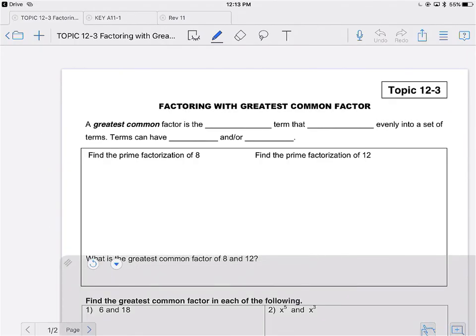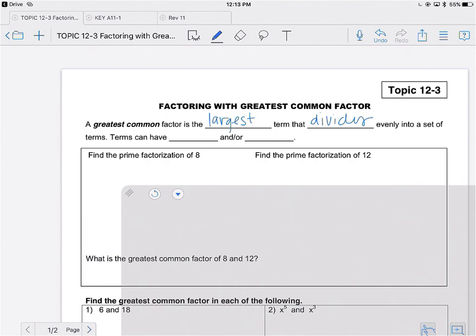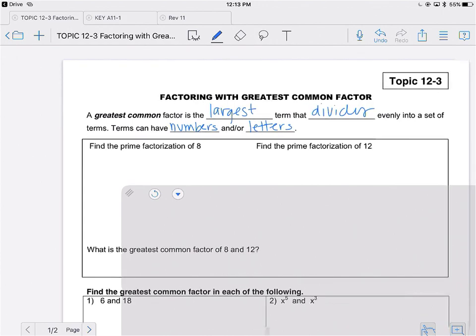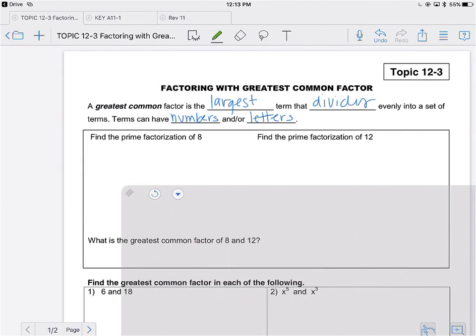This video covers topic 12.3, factoring with the greatest common factor. A greatest common factor is the largest term that divides evenly into a set of terms. Terms can have numbers and/or letters. So that's just a brief reminder of what a term is.